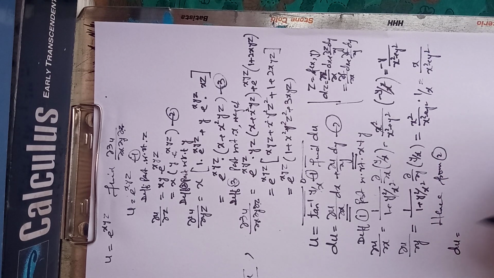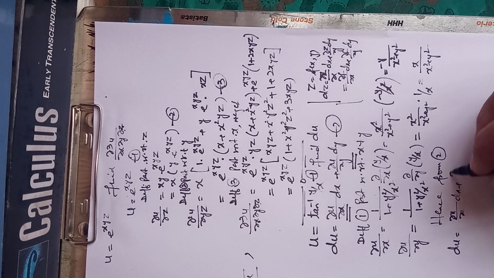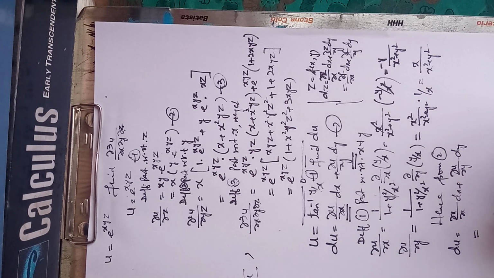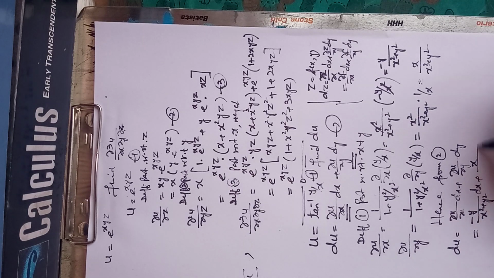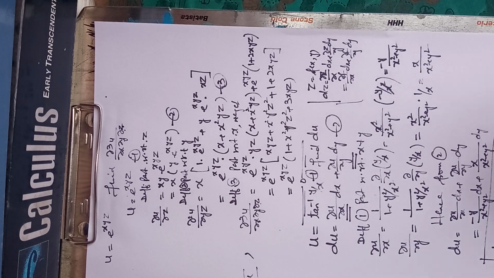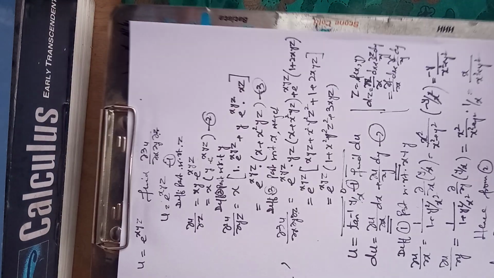du is equal to del u by del x dx plus del u by del y dy. This is equal to minus y by x square plus y square dx plus x by x square plus y square dy, or your du is finally minus y dx plus x dy upon x square plus y square. This is it. This is page 28.